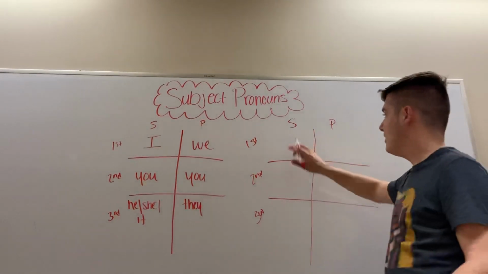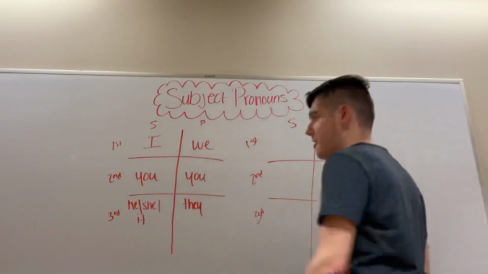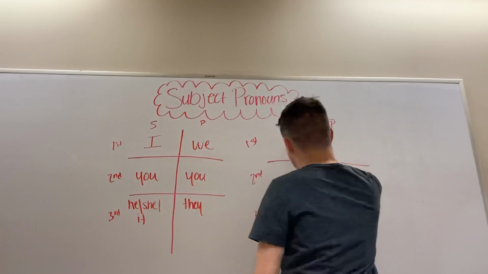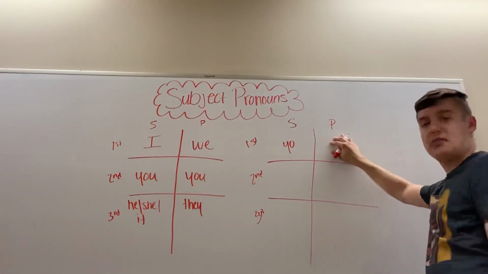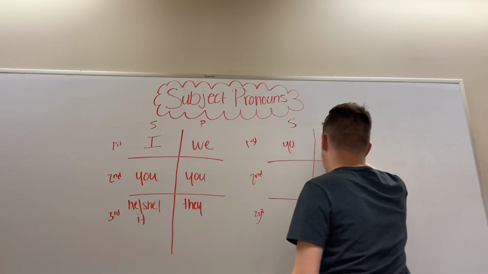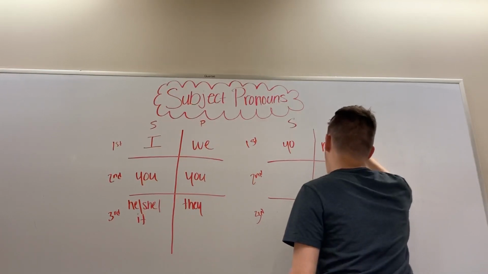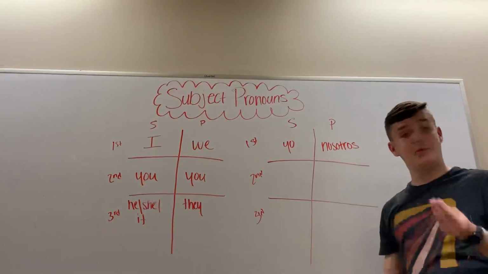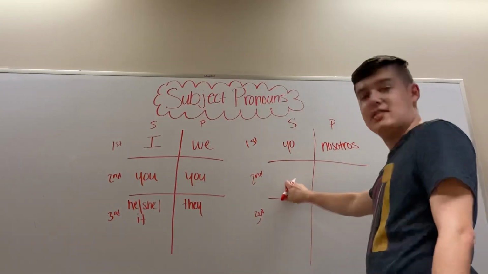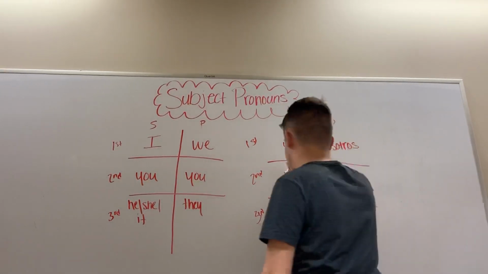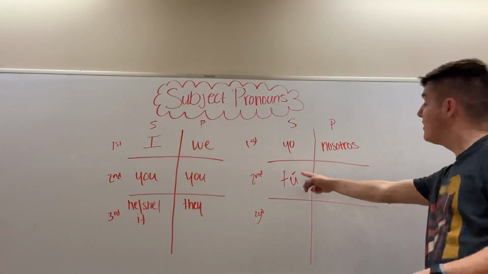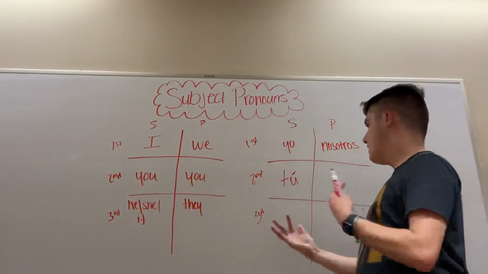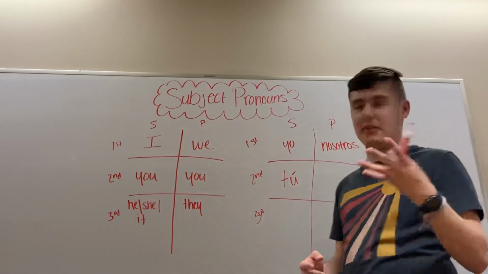All right, so in Spanish, our first person singular pronoun, the equivalent of I, is yo. Our first person plural pronoun in Spanish is nosotros. Our second person singular pronoun is tú, with an accent on the U. That's important because if it doesn't have the accent, it's actually a different word.